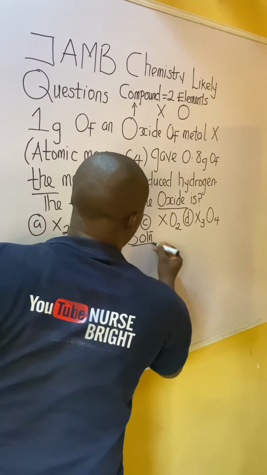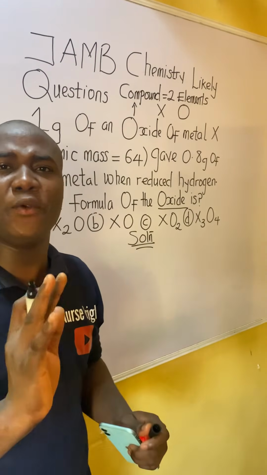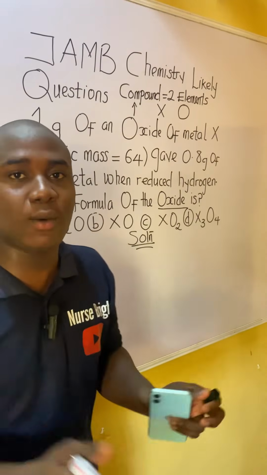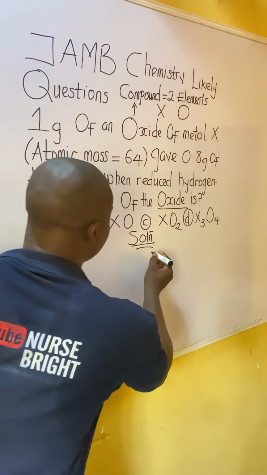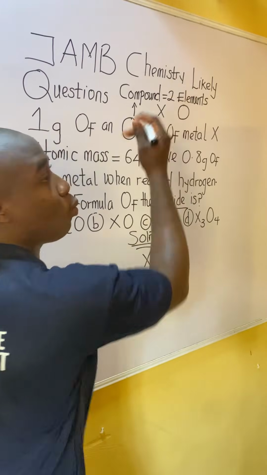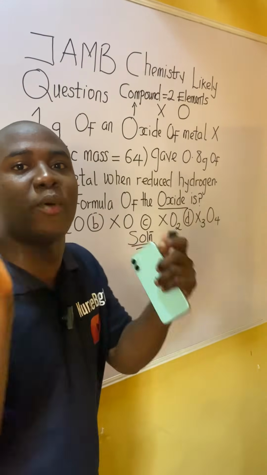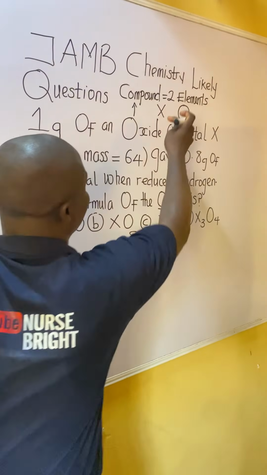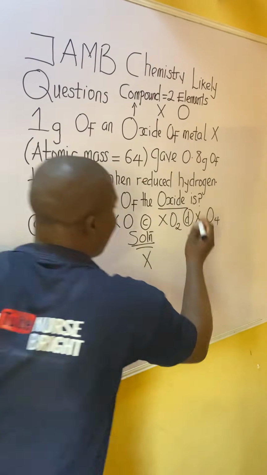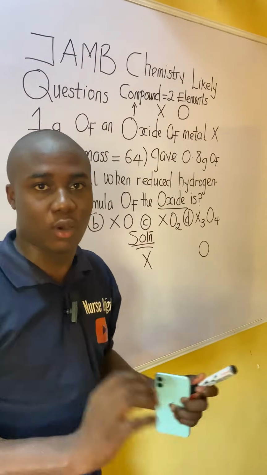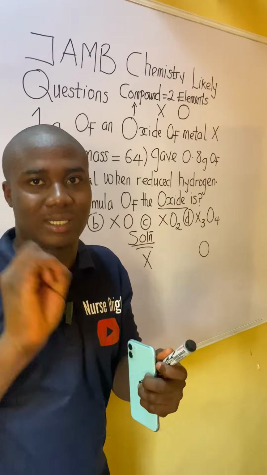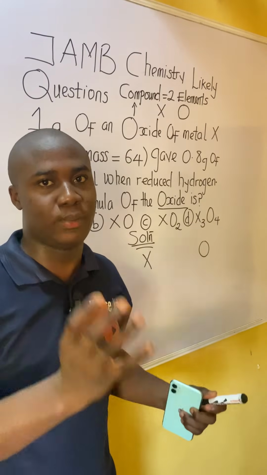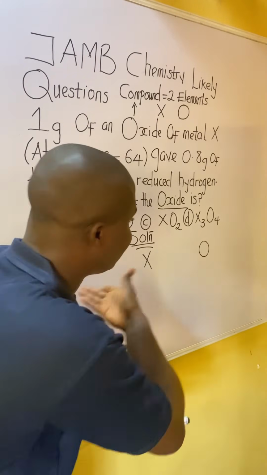Solution. The first thing we do whenever we want to calculate the empirical formula of a compound is simply to write out the elements present in the question. The elements are element X, which is a metal, and also oxygen, because since there is oxide, that tells us that oxygen must be present in the compound. So I've written out the elements.